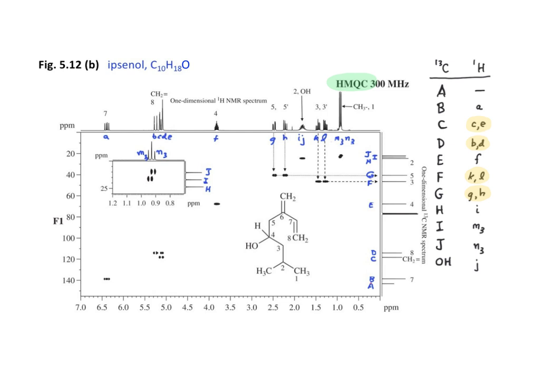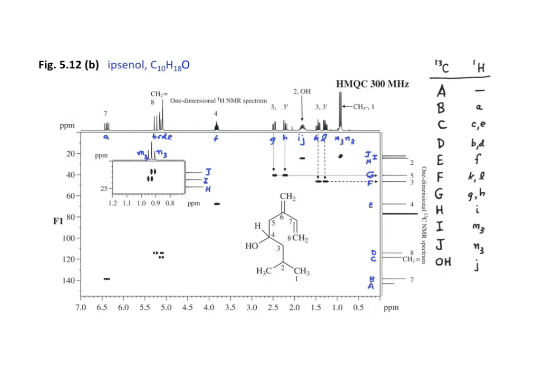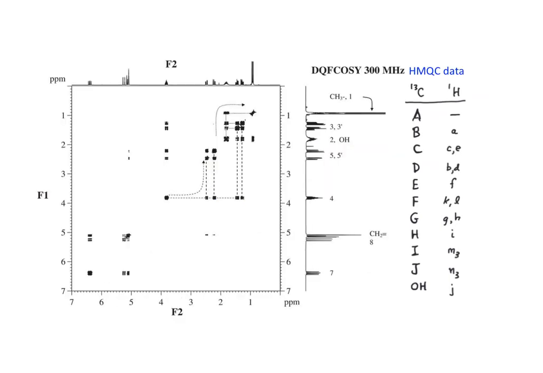Once we've obtained the data from correlation of protons with carbon-13s, carbons being uppercase Roman letters, protons being lowercase letters, then we can better evaluate the COSY spectra. So I will recommend having this table from HMQC at hand as you analyze the COSY spectrum.